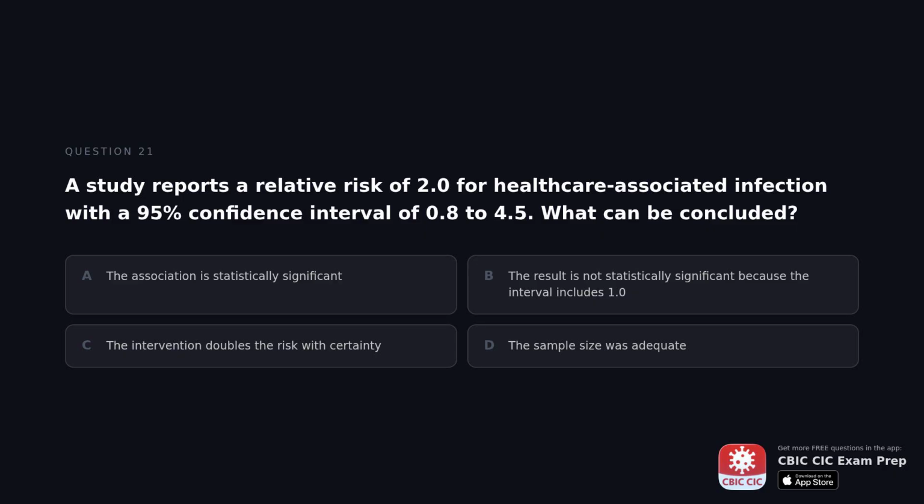A study reports a relative risk of 2.0 for healthcare-associated infection with a 95% confidence interval of 0.8 to 4.5. What can be concluded? A. The association is statistically significant. B. The result is not statistically significant because the interval includes 1.0. C. The intervention doubles the risk with certainty. D. The sample size was adequate.